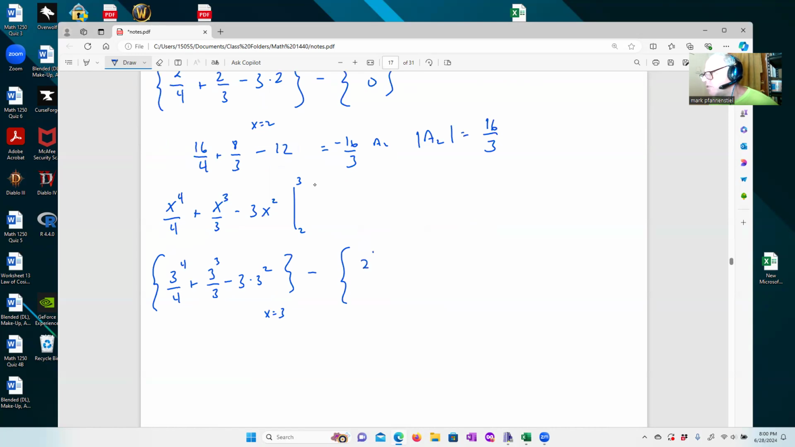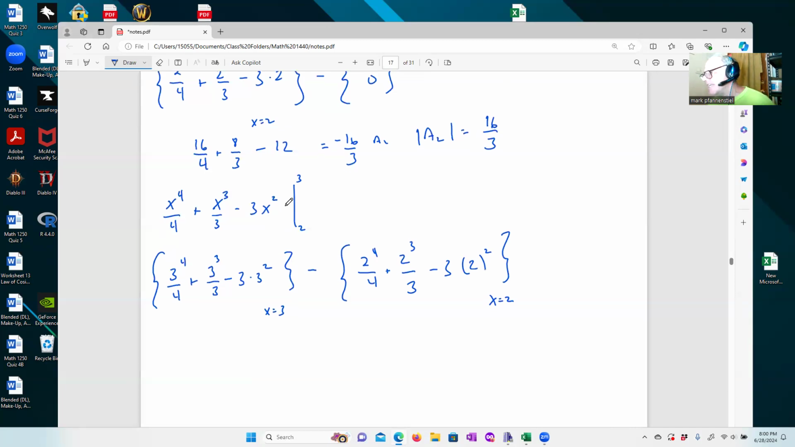We need 2 to the 4th over 4 plus 2 cubed over 3 minus 3 times 2 squared. This was x evaluated at 2. Okay? And then, now that we have a ton of arithmetic to deal with, we'll go ahead and work through that.